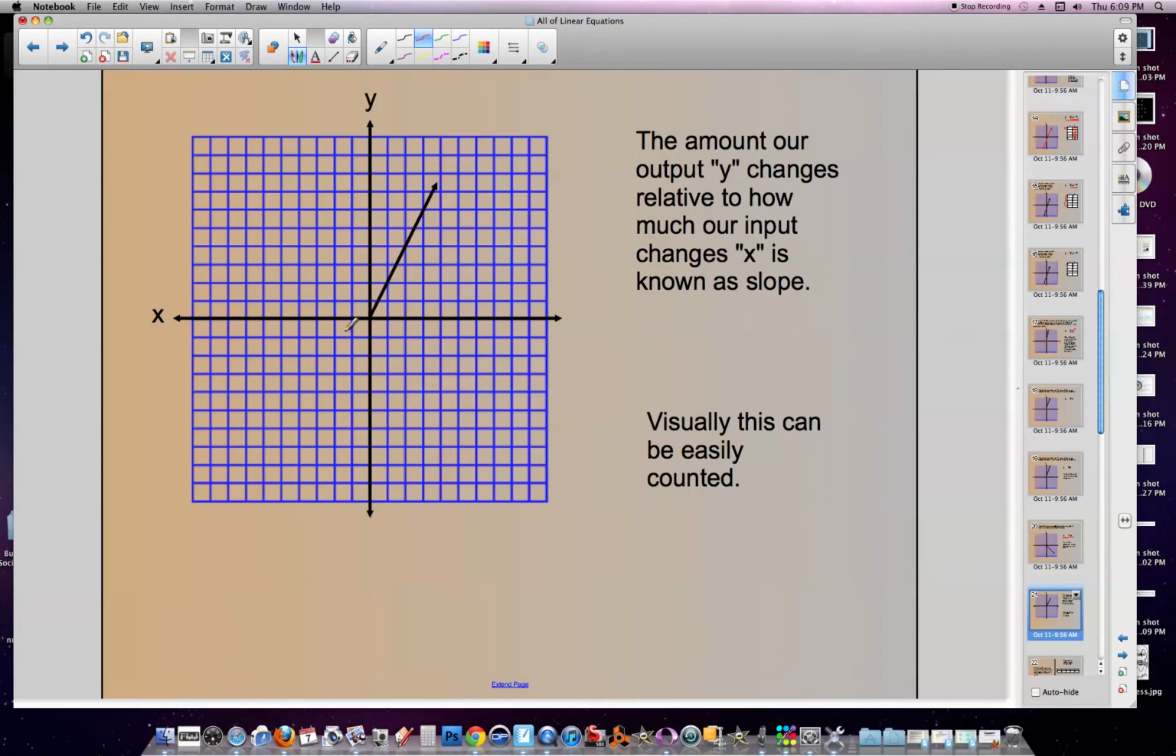The amount that the output changes in terms of how far up or down it goes, relative to how much it changes going to the right, is what we call slope. And visually, this can pretty easily be counted, right? Here's a point. You can see that when we went over 1, we went up 2. So every time our input goes up by 1, our output goes up by 2. And this number, which of course can be simplified to 2, is called slope.